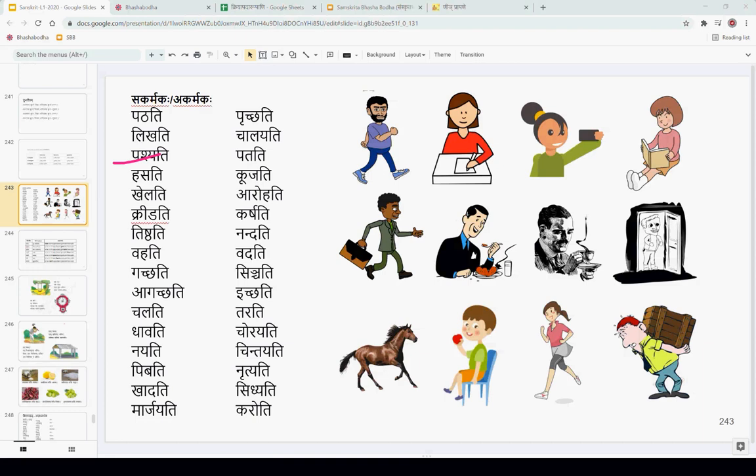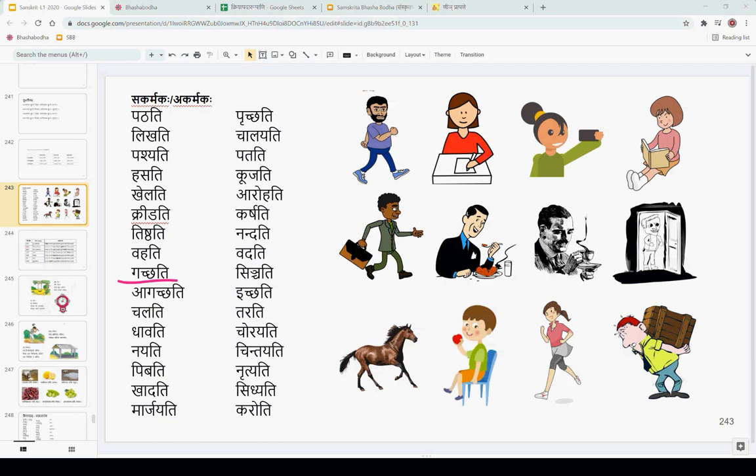Similarly, we saw the examples with pashyati, we saw already. Hasati, man is just laughing. So it is akarmaka. So likhati is like drawing also, is it? Or only writing? Yeah, everything. Anything which is like a scratching is likhati. Okay. Then pashyati we saw. Then pruchhati we saw. Chalayati we saw. Chalati is akarmaka. Then patati.